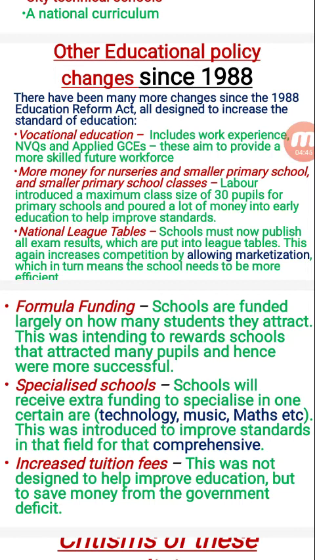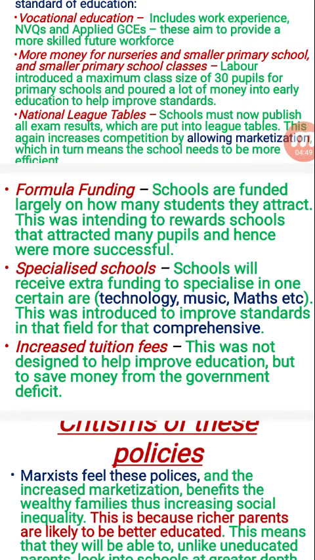Then formula funding. Schools are funded largely on how many students they attract. This was intended to reward schools that attract many pupils and hence were more successful. If a school performs better and parents wish to get admission to that specific school, then more funding will be given only to those schools that attract the parents.